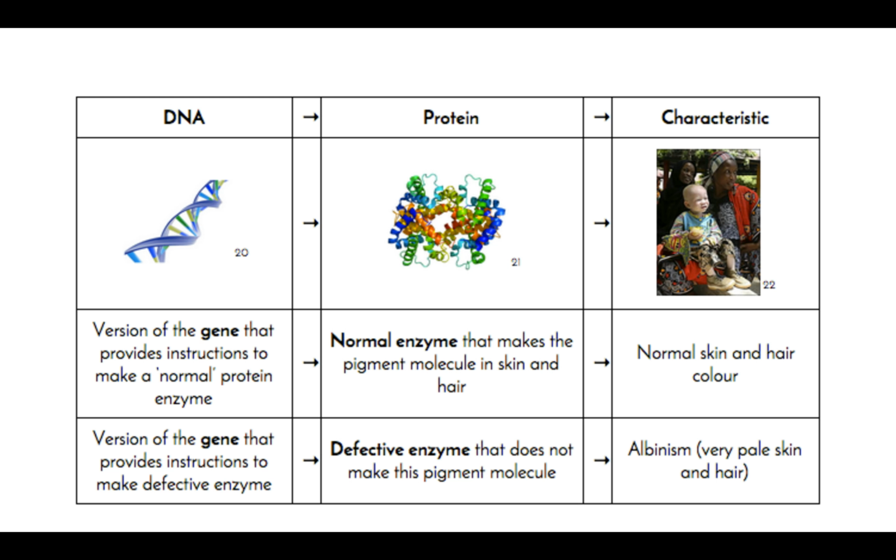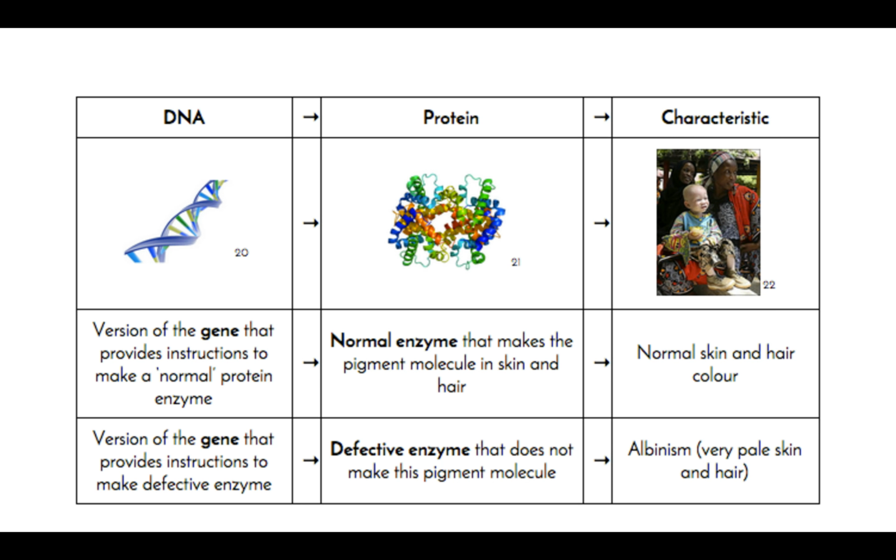As we know, a gene is a segment of DNA that provides the instructions for making a protein, and proteins influence our characteristics. This table describes how two different versions of a gene can result in either normal skin and hair color, or albinism in some people.